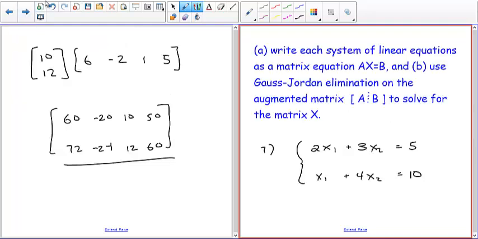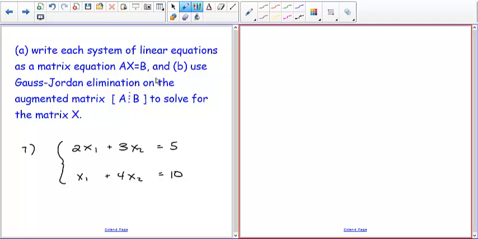Okay, the next one says write each system of linear equations as a matrix equation and use Gauss-Jordan elimination on the augmented matrix to solve for the matrix X. This is kind of like the previous section, except we're just writing this in matrix form. You have what's called the coefficient matrix, which is the numbers in front of the variables. Then you have the variable matrix, x1, x2, and that equals the right-hand side matrix.